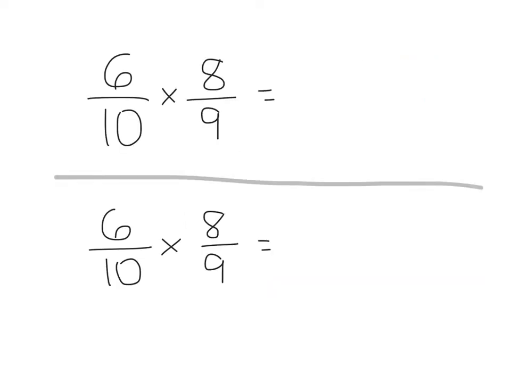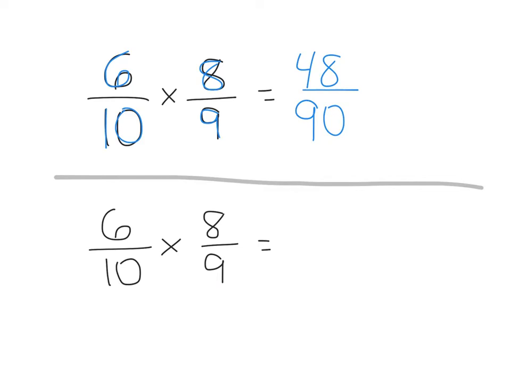Here I have 6/10 times 8/9. I have it at the top and the bottom. On the top, I'm going to solve it like we have been solving multiplying fractions. So I have 6/10 times 8/9, so I'm going to multiply the numerators. I'm going to multiply 6 times 8, which is 48. And then I have 10 times 9, which is 90. And so my answer is 48/90ths.